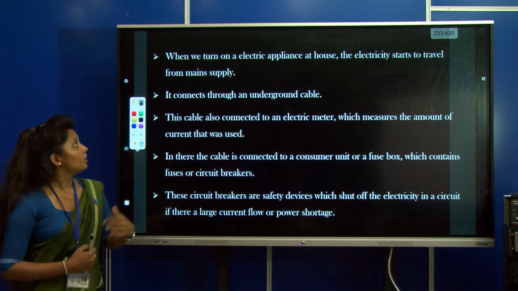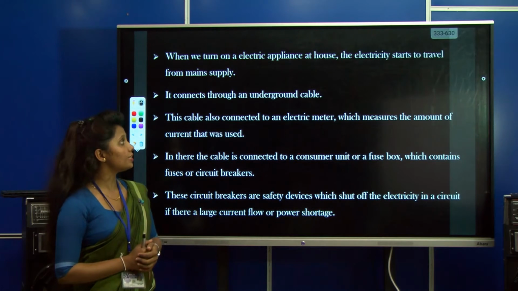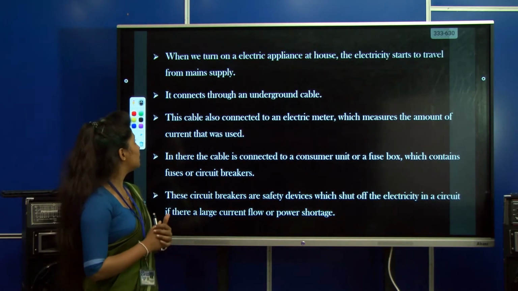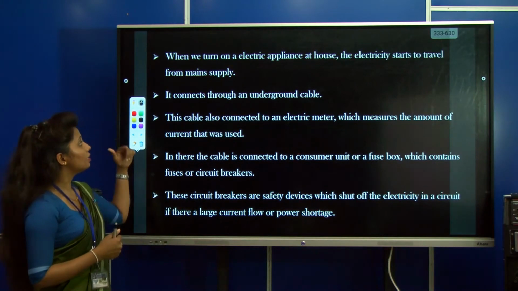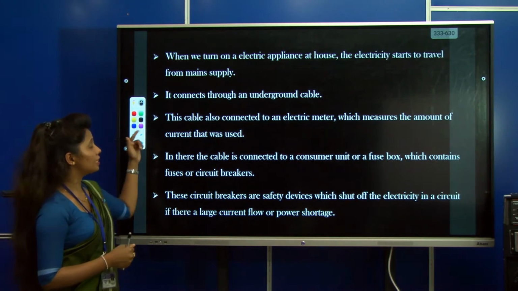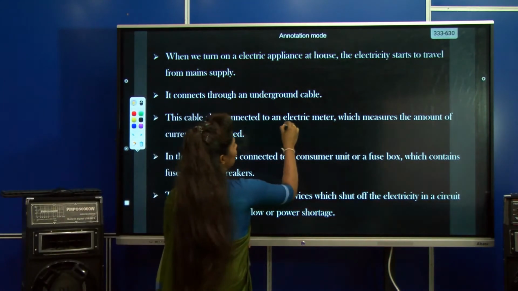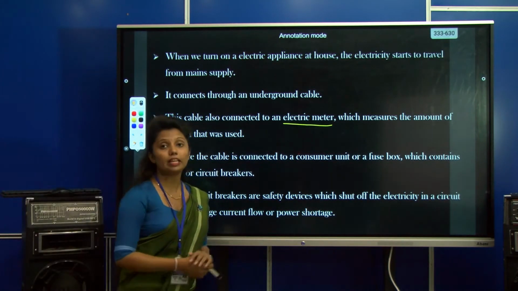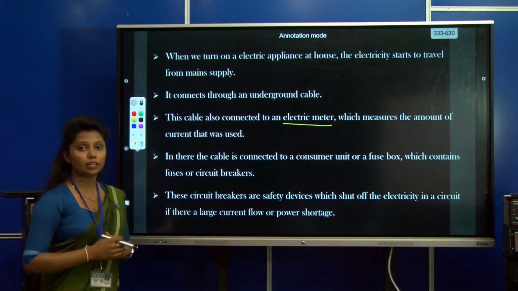Right. When we turn on an electric appliance at home, the electricity starts to travel from the main supply. This electricity coming from the main supply connects through an underground cable. This cable connects to an electric meter.